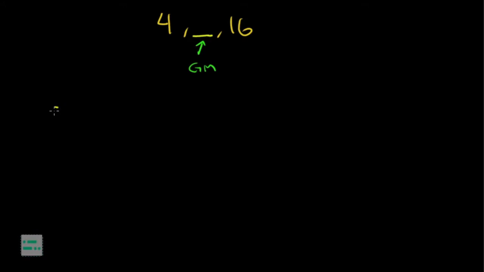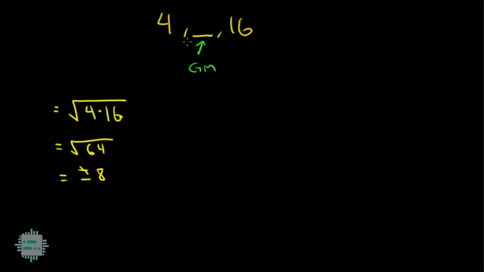The first is to extract the root of the product of the two terms that sit on either side of it. So, in this example's case, 4 and 16. Just multiply them and then extract the root. So, 4 times 16 will give you 64. Then, when you extract its root, that is going to be plus or minus 8. So, it can be positive 8, it can be negative 8.